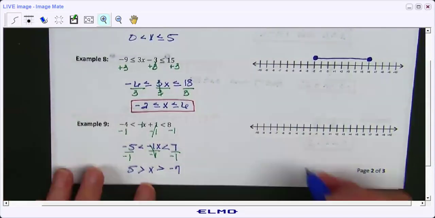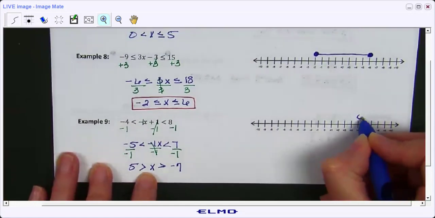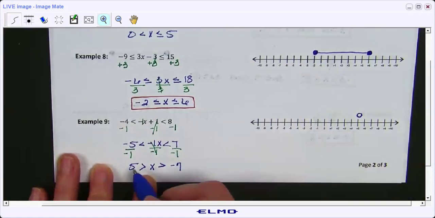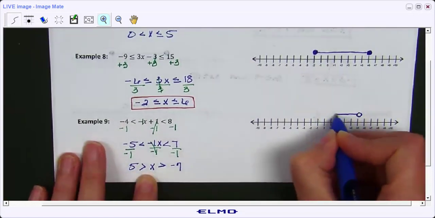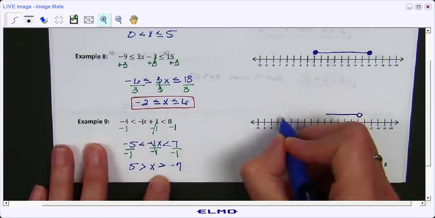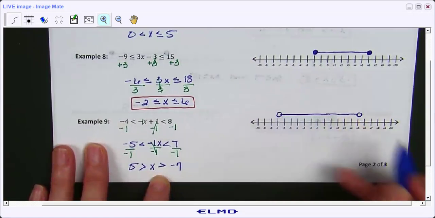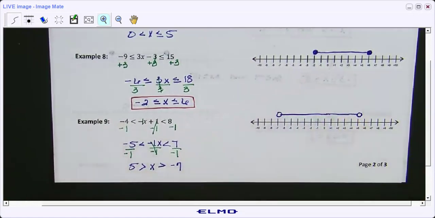All right, so let's go ahead and graph this. We're going to have an open circle above 5. And x is less than 5, so that's going to go in the less than direction. And then x is greater than negative 7. That's going to go in the greater than direction, and our lines will meet. Okay? So those were all conjunctions.